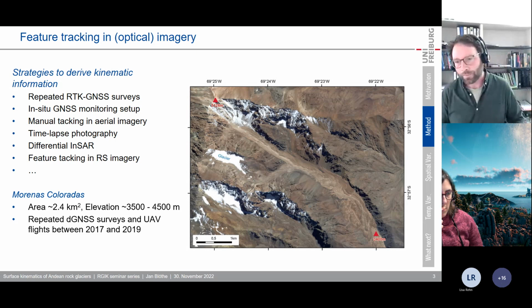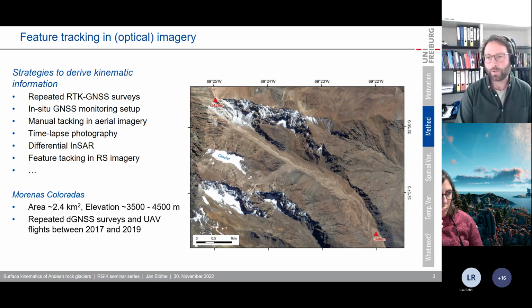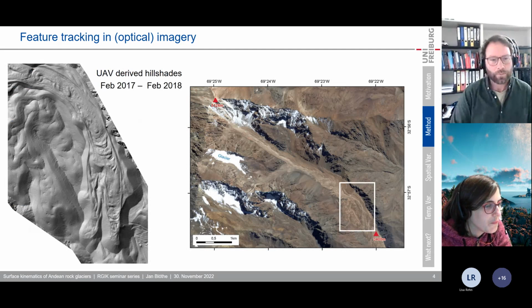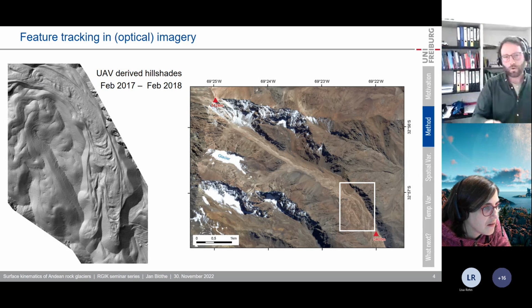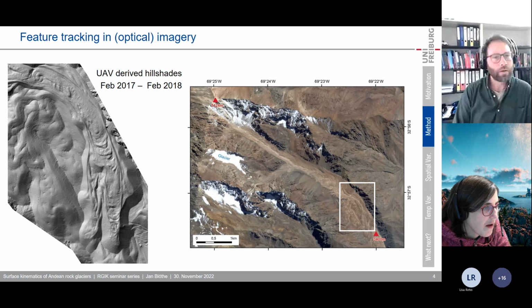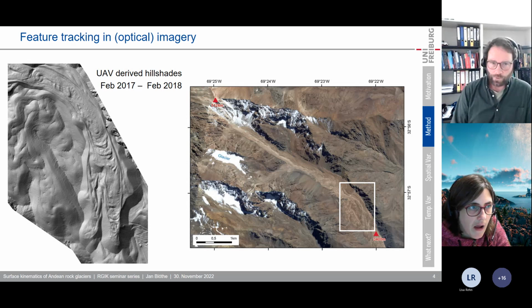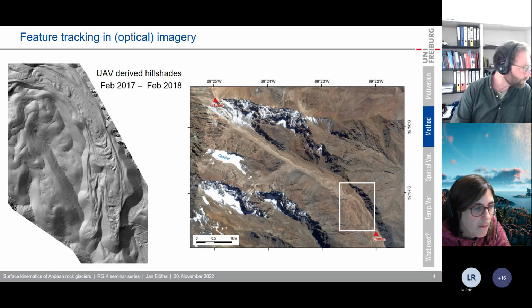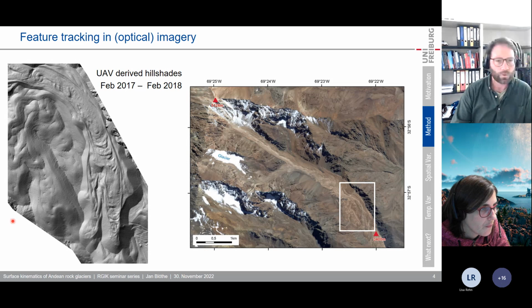So we have some nice field data available, and I'm using this field data now to quickly show you what feature tracking in optical, or in this case, hillshade imagery would look like. What you see here on the left-hand side is a flicking back and forth of two surveys we did on the lower part of this Morenas Coloradas complex in February 2017 and also February 2018. Maybe I'll quickly highlight what I'm talking about.